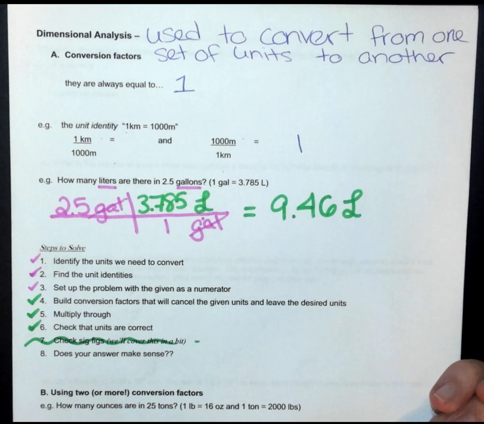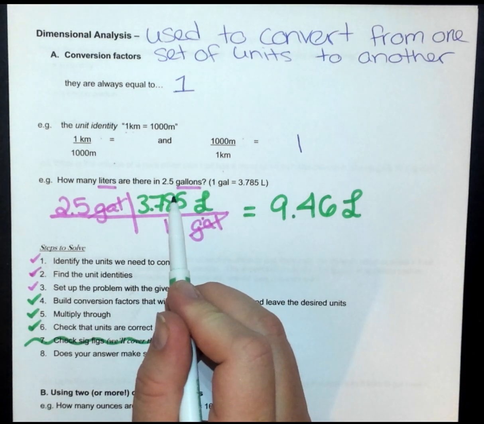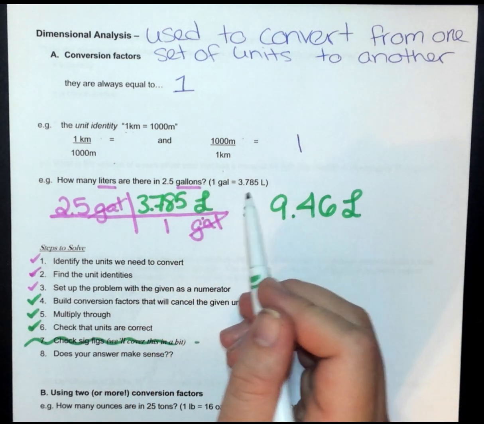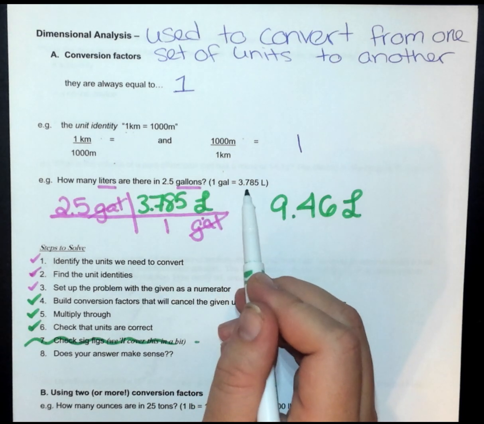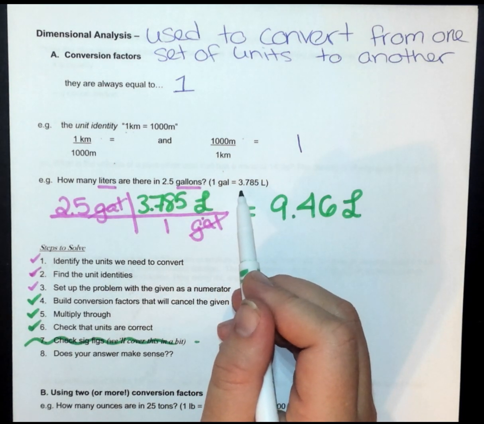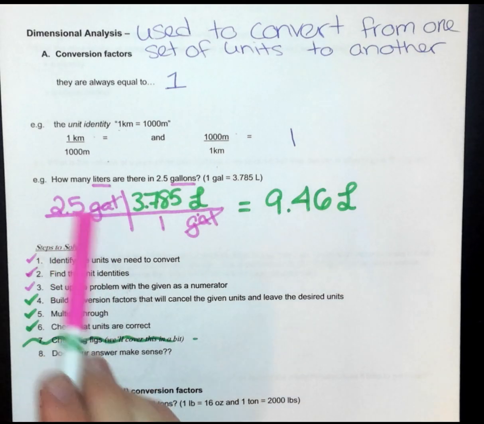If I ended up with a number that was smaller than 2.5 gallons, I would know that couldn't be right because every gallon is equal to 3.8-ish liters. So now you're going to try some examples on your own of one-step conversion.